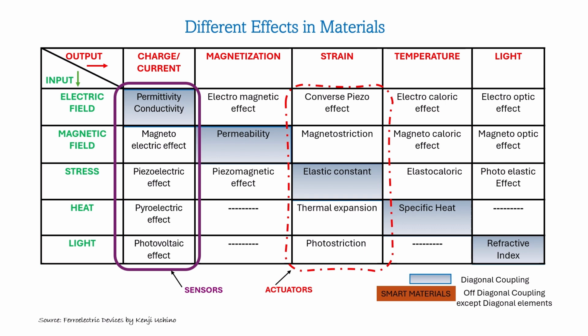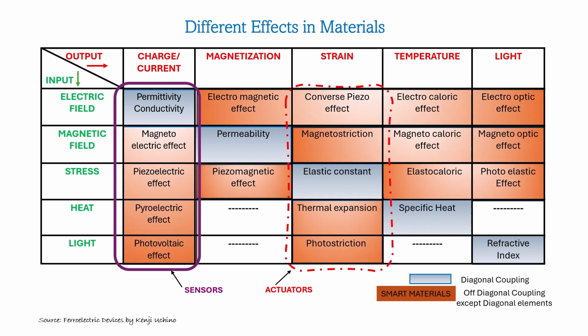Now notice the shaded regions in brown color. These represent smart material effects, where two different physical domains are linked, like stress to charge or heat to electric charge. This cross-coupling allows the material to act as a sensor, actuator, or both. So, in short, smart materials are unique because they can sense a change and respond intelligently, making them essential in modern engineering and smart systems.